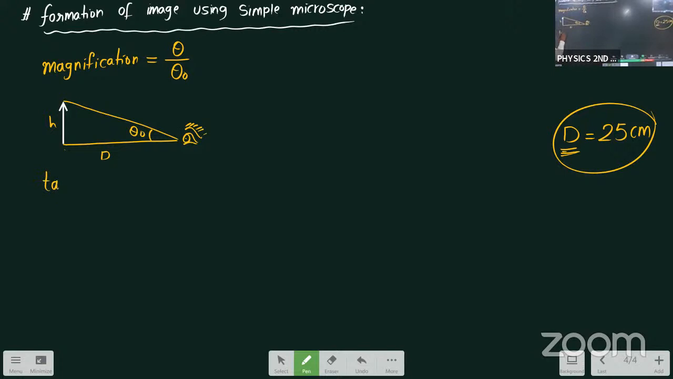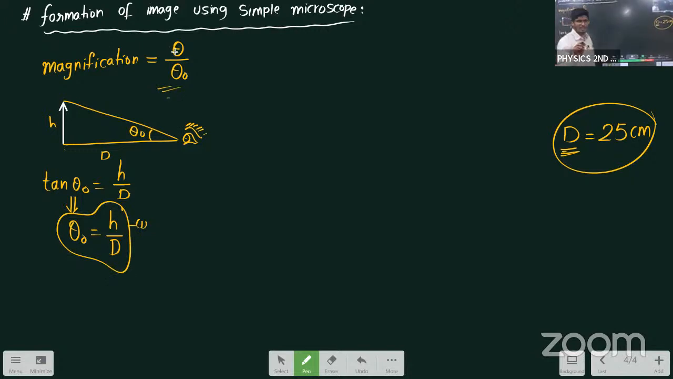I can write tan theta naught is equal to opposite by adjacent, h divided by d. If this angle is very small, I can write tan theta as theta naught, equal to h by d. This is our first equation. Theta naught is the angle subtended by the object with respect to the eye without using a lens.